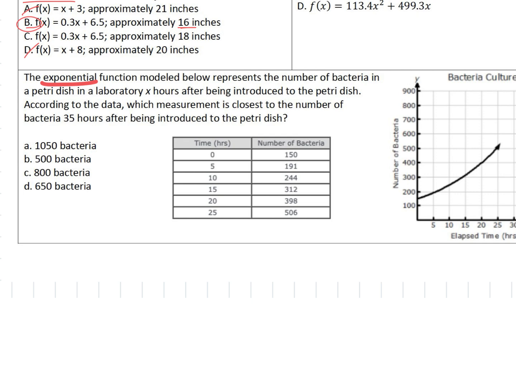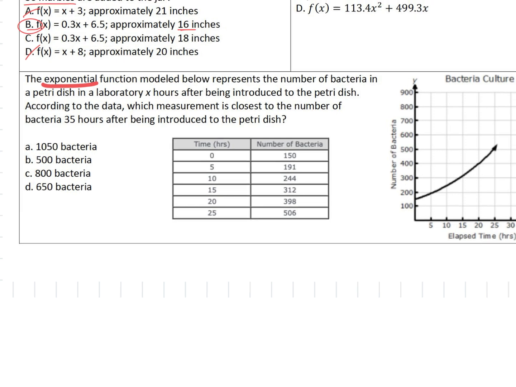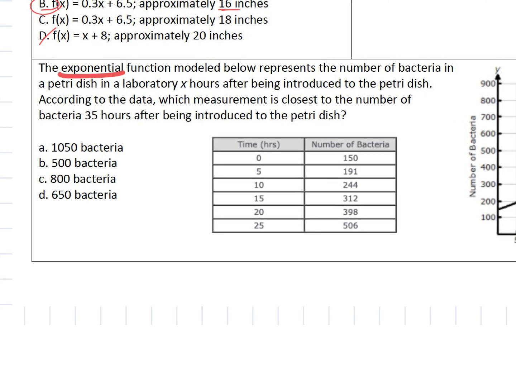All right. This one is going to be exponential. You can see it in the picture. You can see it in the words. Number of bacteria in petri dish in the laboratory, X hours after being introduced to the petri dish. According to the data, which measurement is closest to the number of bacteria? 35 hours. Look at that. Hours is X after being introduced. So writing the equation is not an answer choice, but we have to write the equation in order to make the prediction.